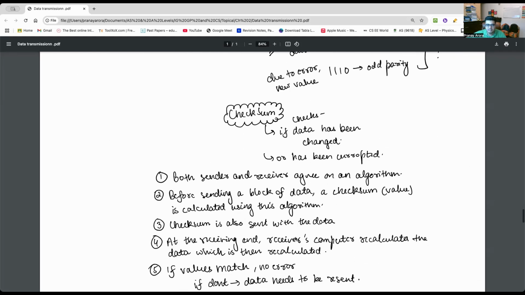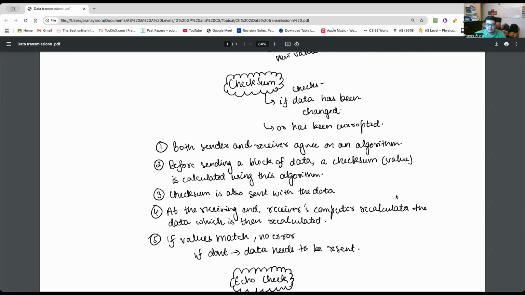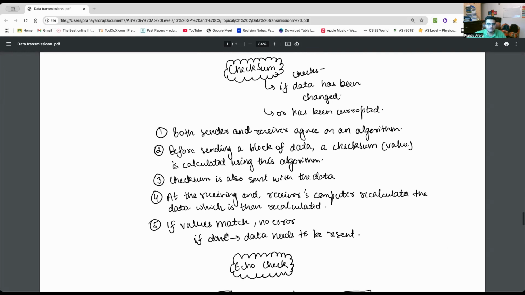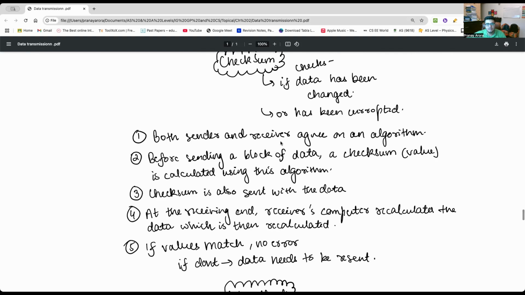Moving on to the next error checking method, which is checksum. How does checksum work? It checks if the data has been changed or the data has been corrupted. So both sender and receiver will, using a mathematical algorithm, calculate a checksum value. Now, this is a mathematical algorithm. We do not need to look at what that algorithm is, but both sender and receiver will calculate.